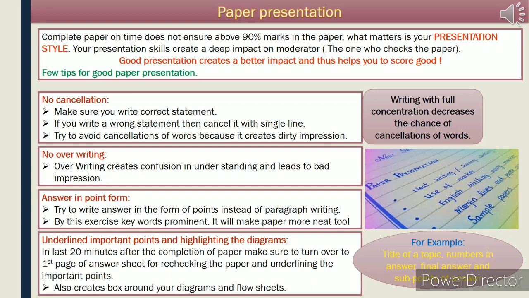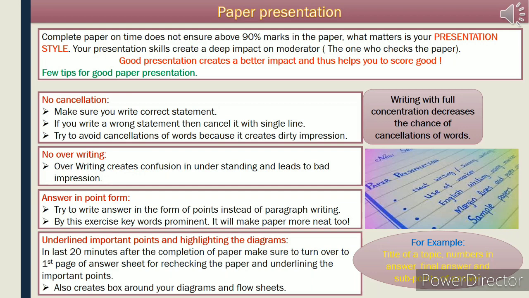Second one is no overwriting. Overwriting creates confusion in understanding for the examiner and leads to a bad impression. So avoid overwriting. Third one is answer in point form. Try to write answers in the form of points instead of paragraph writing. By this exercise, keywords become prominent and easier to read for the examiner. It will make the paper more neat too.